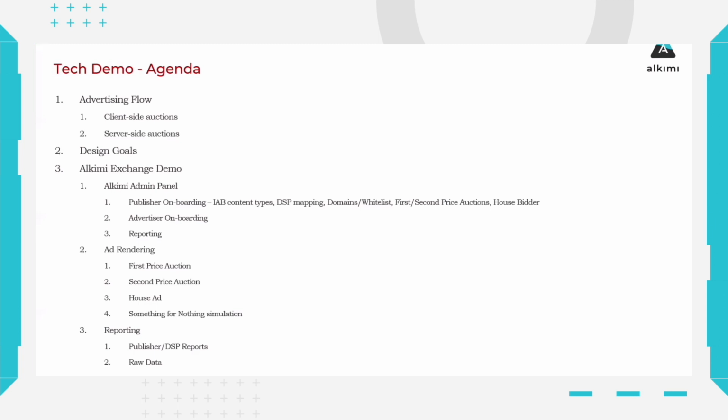The third player in the system is the DSP, or the demand side platform, or the advertisers. They are the people who actually show their ads to the users. And number four is the advertising exchange, which makes all of this possible. And that is where Alkimi Exchange comes into play.